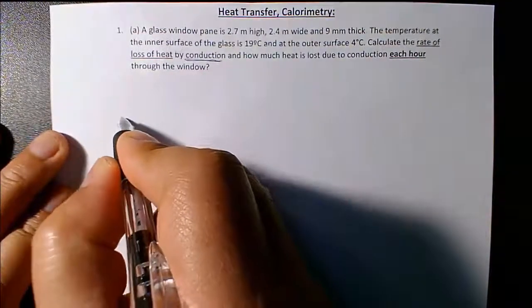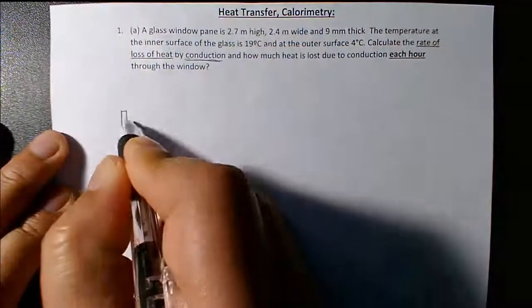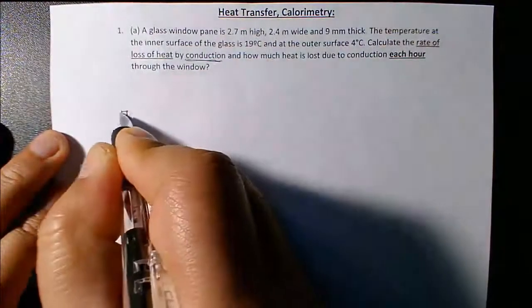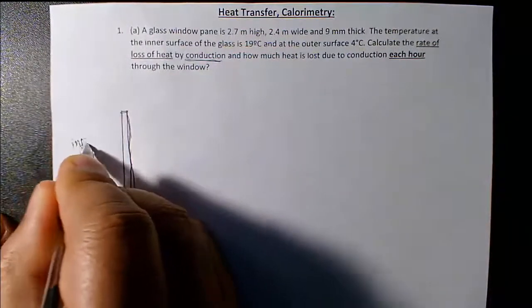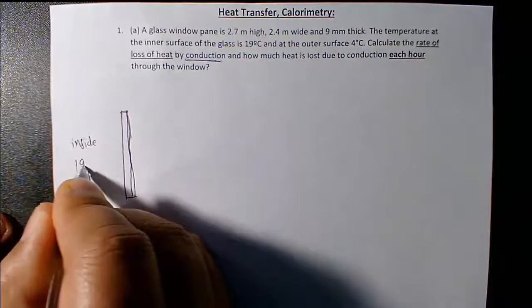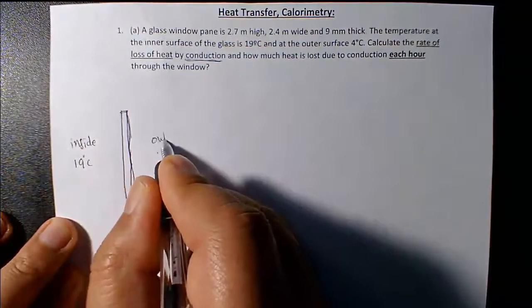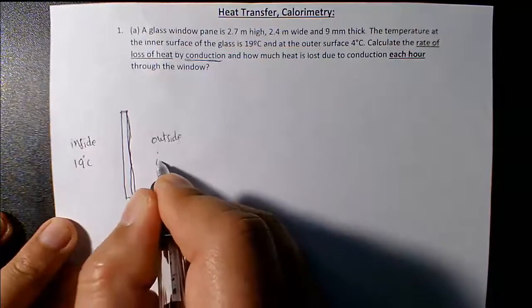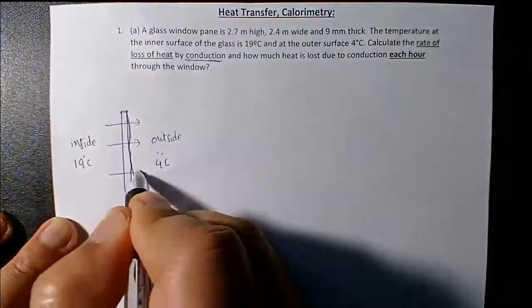So this is the side view. You have a glass window, a 9 millimeter thick glass window, right? This is inside the room, which is at 19 degrees Celsius, the room temperature. Outside temperature is 4 degrees Celsius, and it's asking what's the rate of loss of heat through conduction, right?